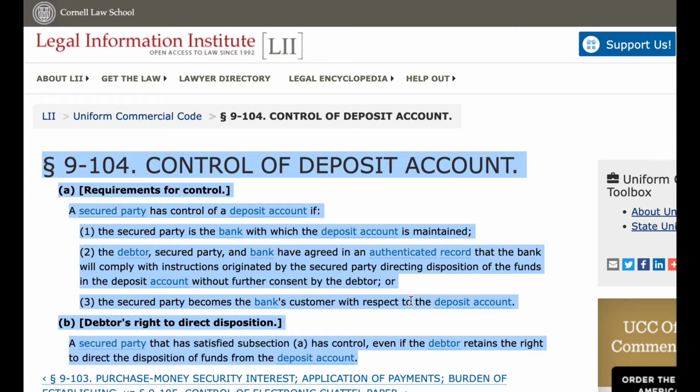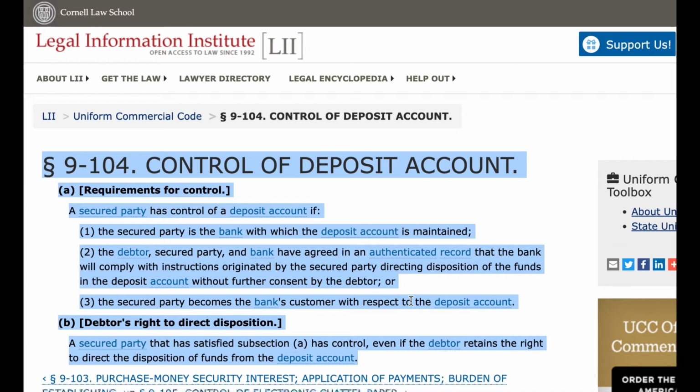The debtor, secured party, and bank have agreed in an authenticated record that the bank will comply with instructions originated by the secured party directing disposition of the funds in the deposit account without further consent by the debtor. Or 3. The secured party becomes the bank's customer with respect to the deposit account. B. Debtor's right to direct disposition.